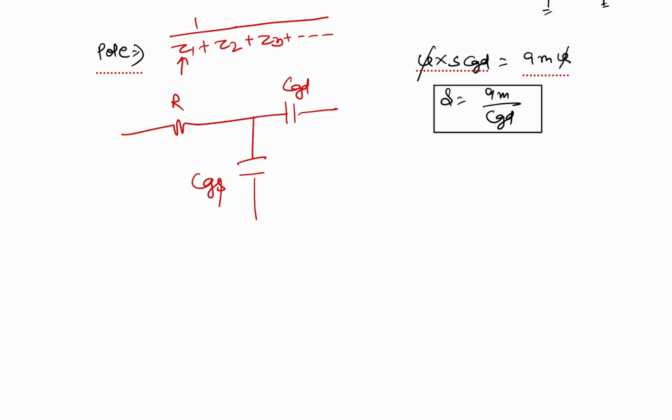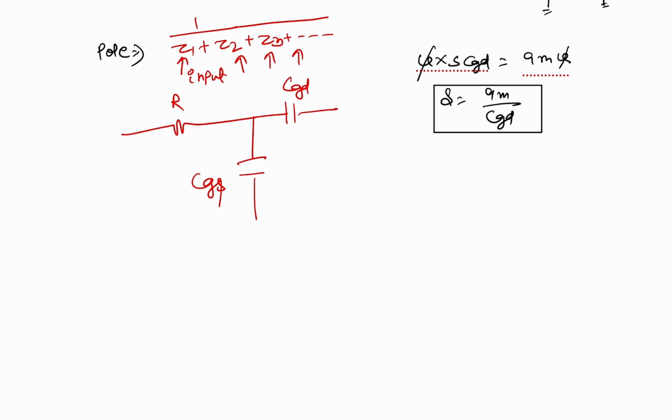This tau 1 is the input side time constant, the input gap time constant. This is the output time constant. So similarly you can find out your tau 1, tau 2, tau 3, the time constants, and from there you can find out the pole.